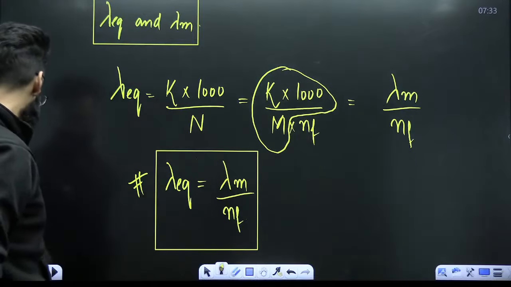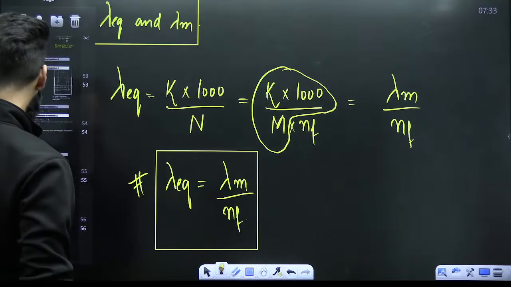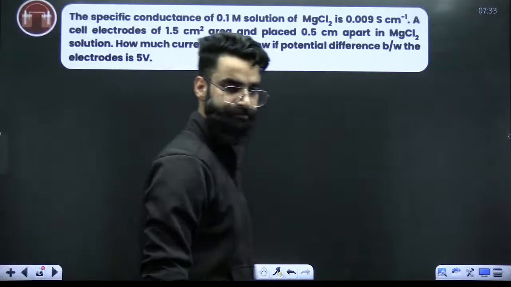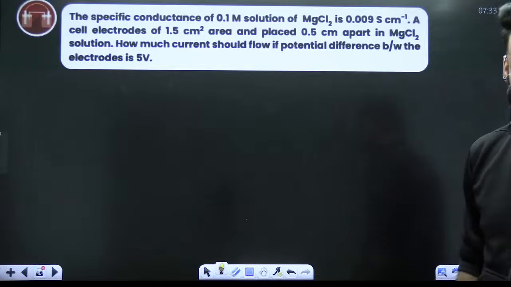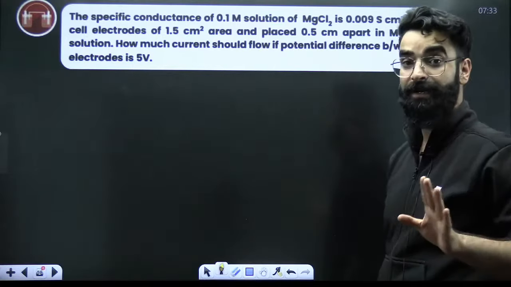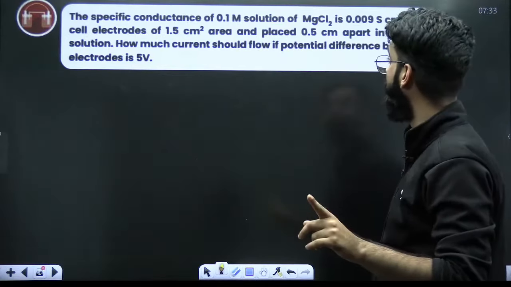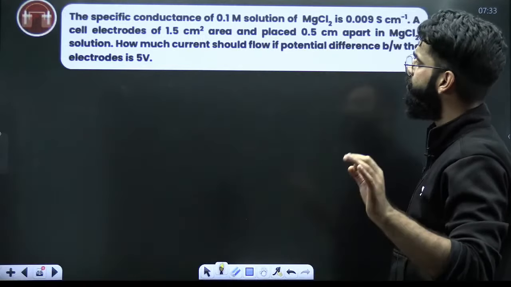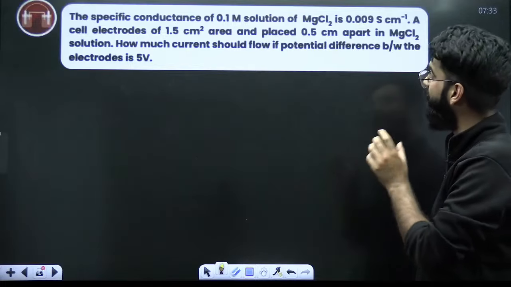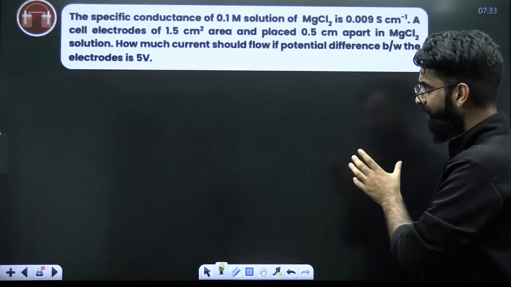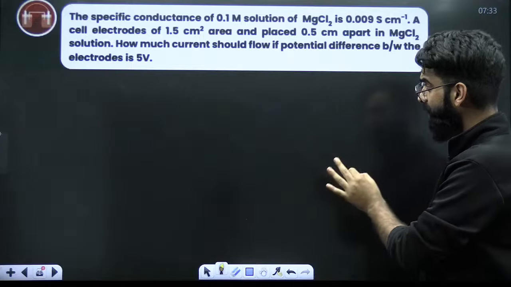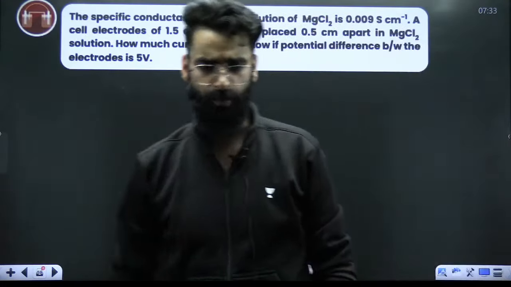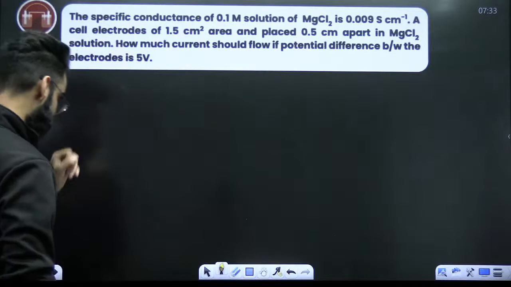Let's try to do a few questions on the same concepts which we have discussed. Then we'll move on to a few other concepts too. Look at this particular question, guys. The specific conductance, means conductivity, of 0.1 molar solution of MgCl2 is given. The cell electrodes of 1.5 centimeter square area are placed 0.5 centimeters apart in the solution. How much current should flow if potential difference between electrodes is 5 volts? What are we supposed to calculate? We are supposed to calculate current, right?